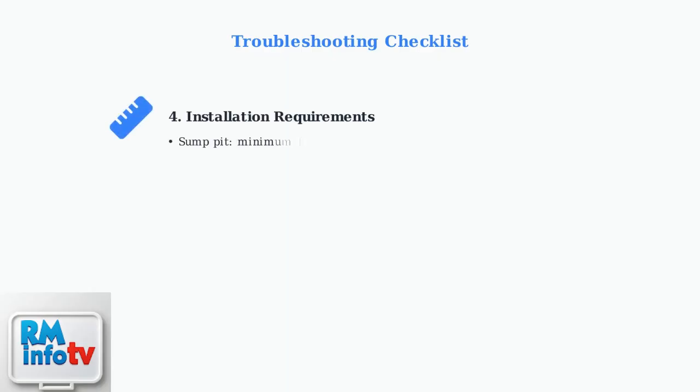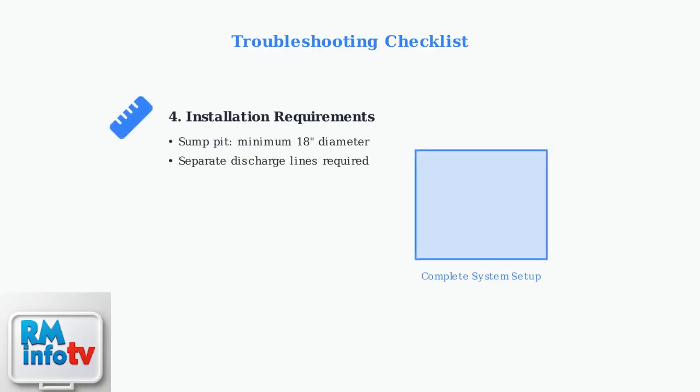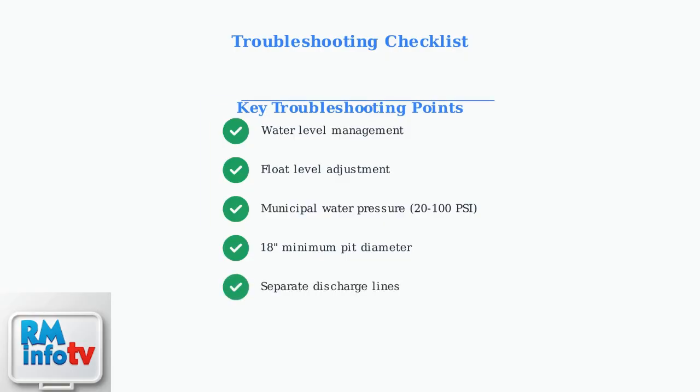Check that your sump pit has a minimum diameter of 18 inches for proper float switch operation, and verify that the discharge lines of the primary and backup pumps are separate to prevent backflow issues. Following this systematic troubleshooting approach will help identify and resolve the most common SJ10 issues: proper water levels, float adjustment, adequate water pressure, and correct installation are key to reliable operation.